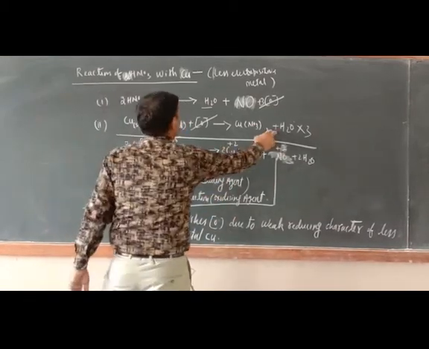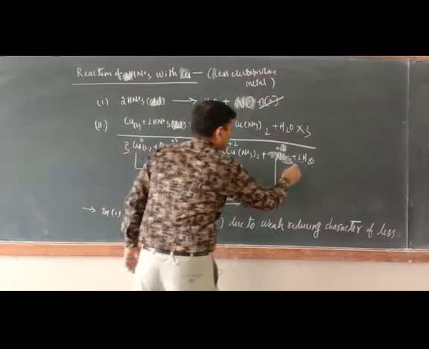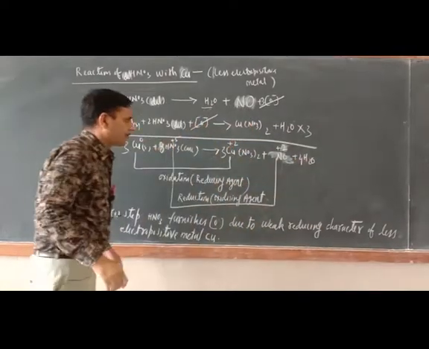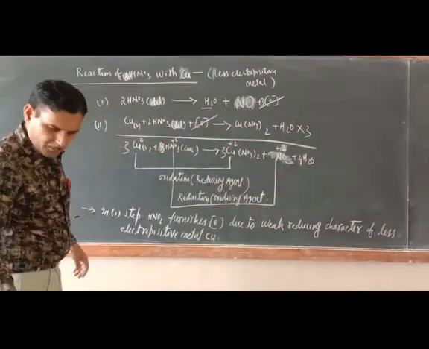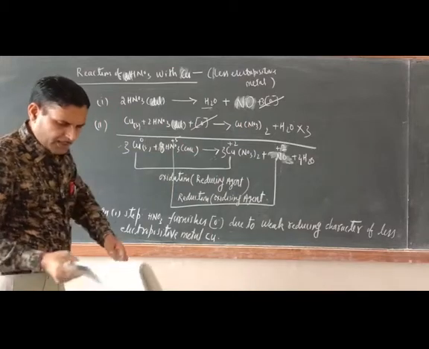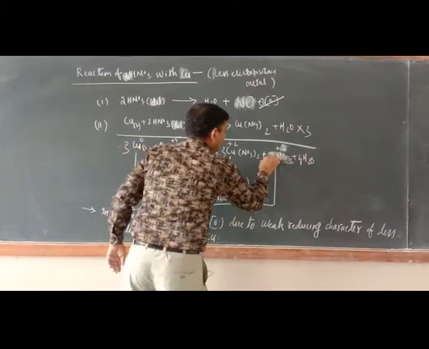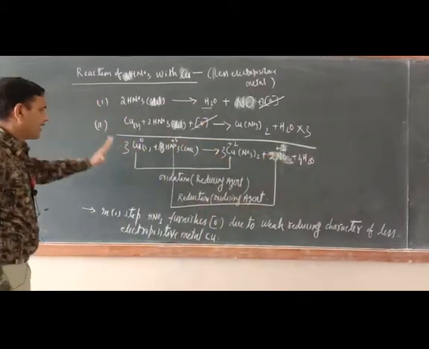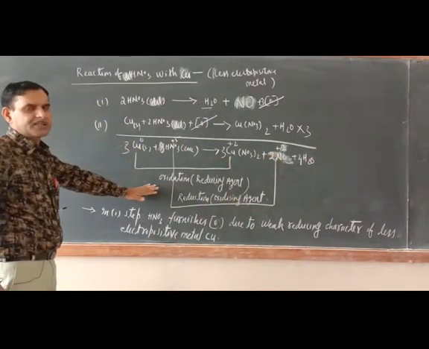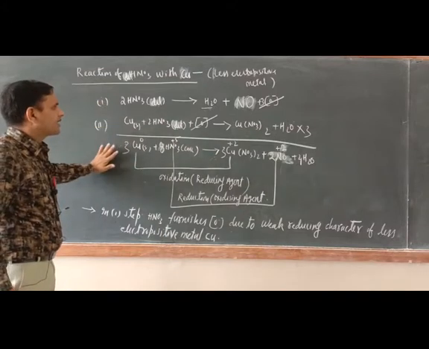Now 3 H2O plus 1, so this will be 4 H2O. The number of NO here will be 2NO. So now the reaction is balanced. The rest, oxidizing character and reducing character, will not change. Rest everything is the same only.